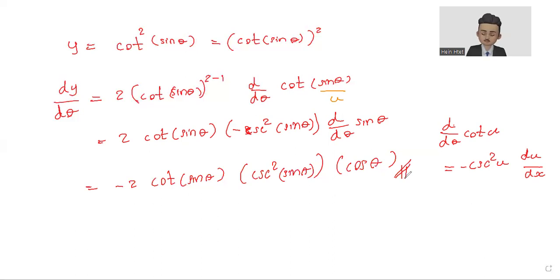Okay, let's move to the final part. The final step, I'm going to say the final question. So the final one is y equal to cosine power 4 of sine cube x. For this one also, you need to know this is equal to cosine of sine cube x, the whole power 4.